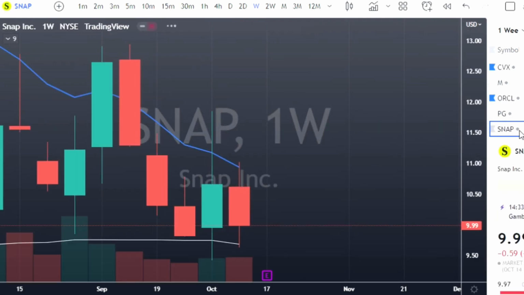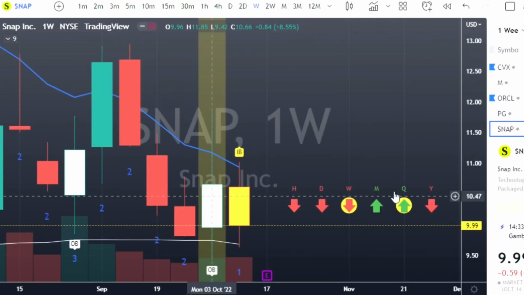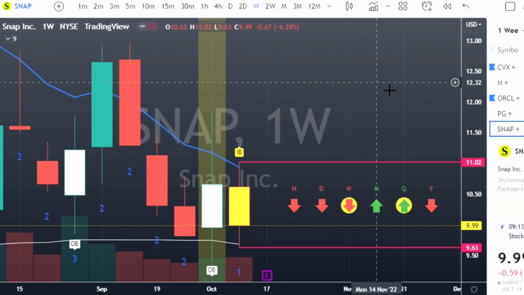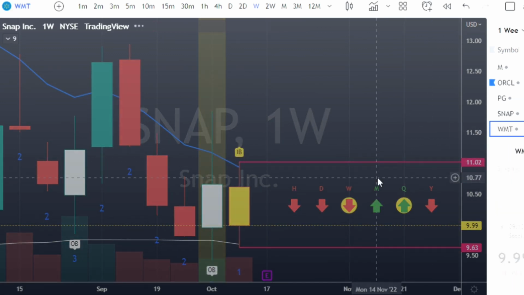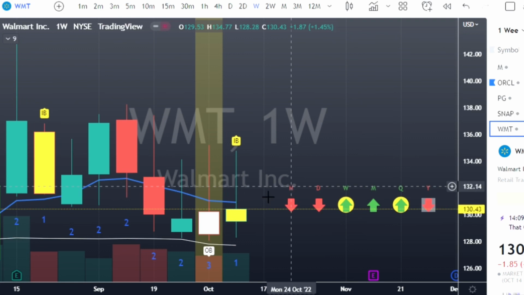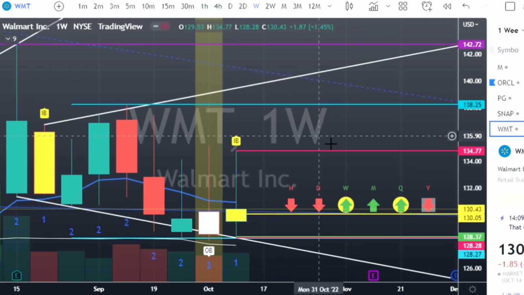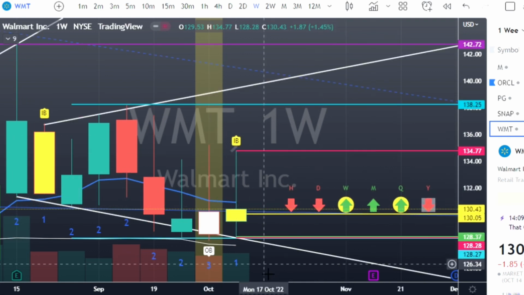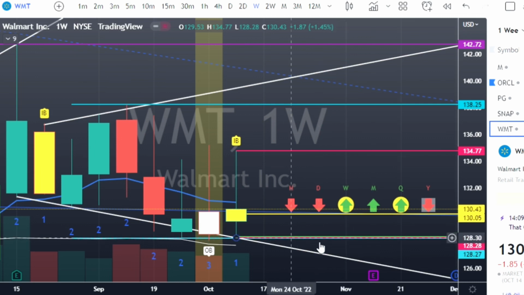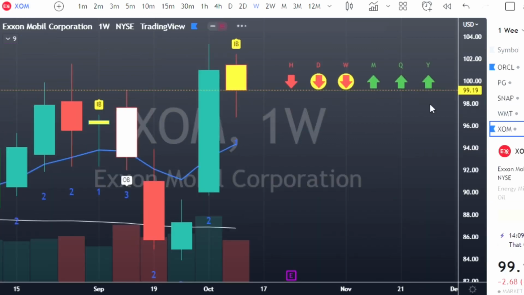Snap, SNAP, has a 3-1 setup, so we can look for calls at 11.02, puts at 9.63. Walmart, inside bar, actually a 3-1 setup. Again, we can look for calls at 134.77 and puts down here. It's hard to see because I've got a bunch of lines, but puts at 128.28. That's that pink line that I'm hovering over to your right. Okay, that's on Walmart.